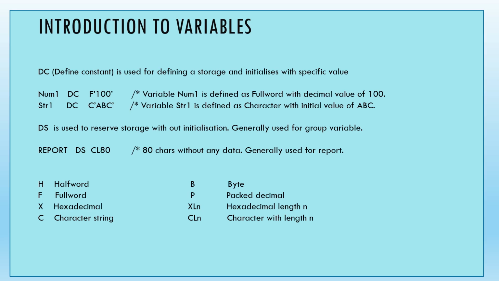When you want to have hexadecimal with a length n, you do XLn, and when you want a character with a length n, you do a CLn. These are the various types of variables you keep seeing continuously.